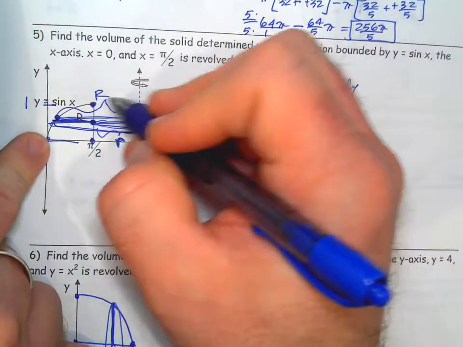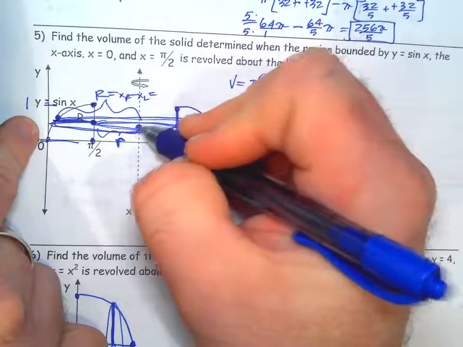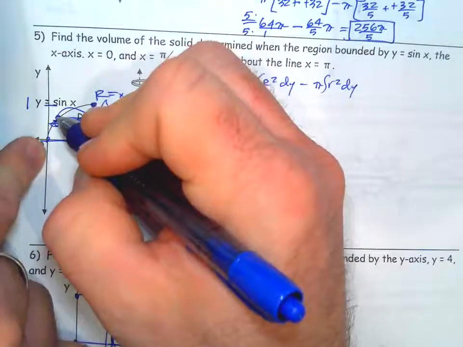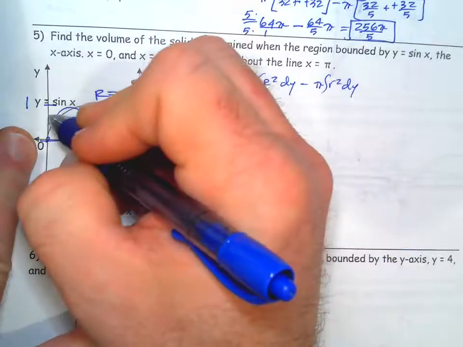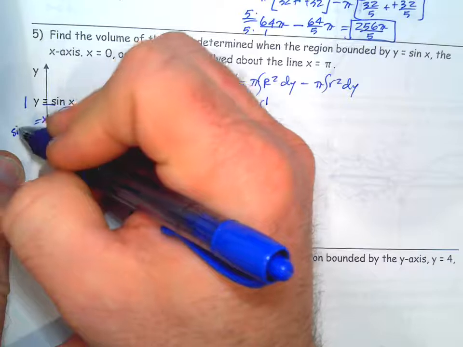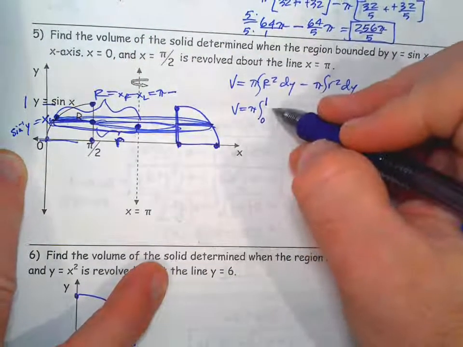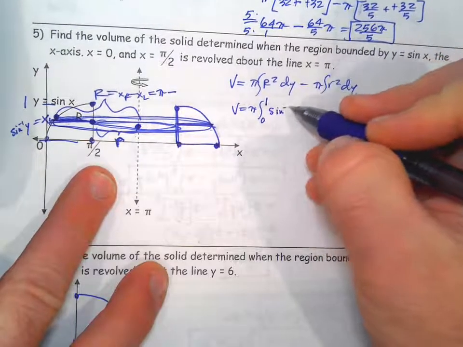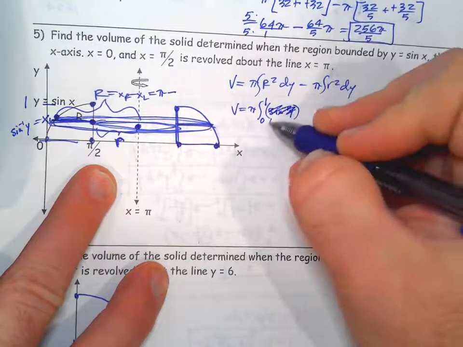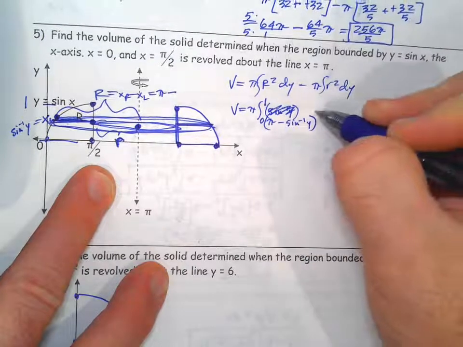The big radius right here is x right minus x left. Now, x right is this coordinate here, pi. And x left is this x coordinate in terms of y. Now, x left over here, to solve for x, it's going to be inverse sine of y. So I don't think we're going to be able to do this one by hand. Inverse sine of y. Oh, wait, I messed up. Pi minus inverse sine of y, all squared.